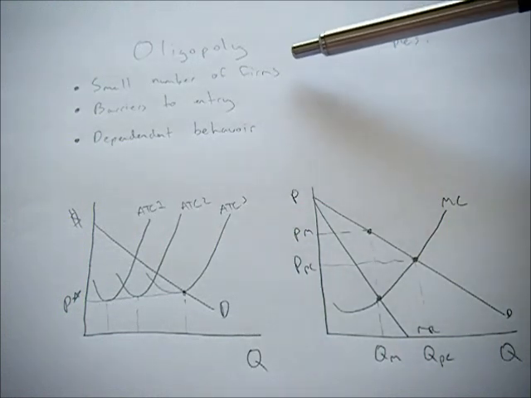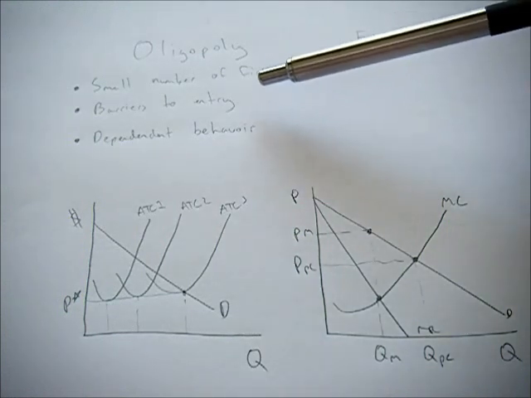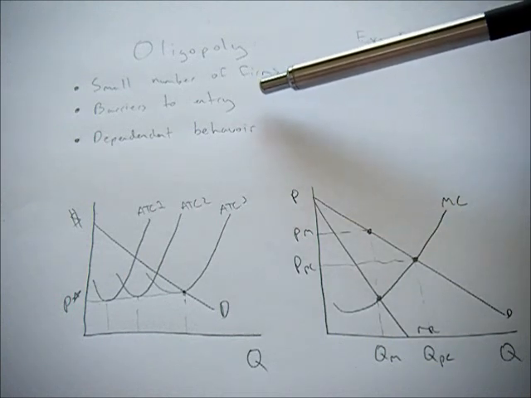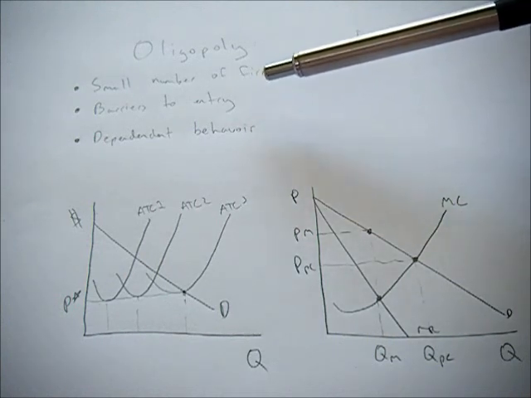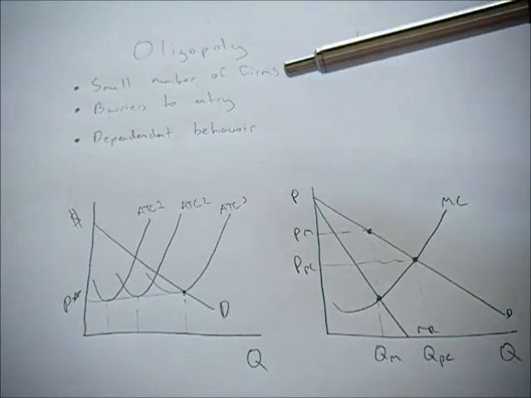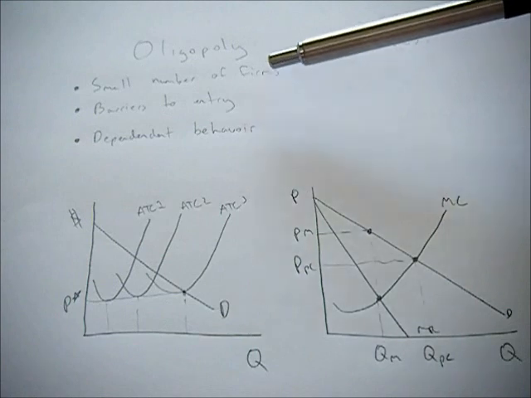So you need to have a small number. There need to be significant barriers to entry, because if there were no barriers to entry into the market, then firms could enter and it could become monopolistically competitive or perfectly competitive, what have you.